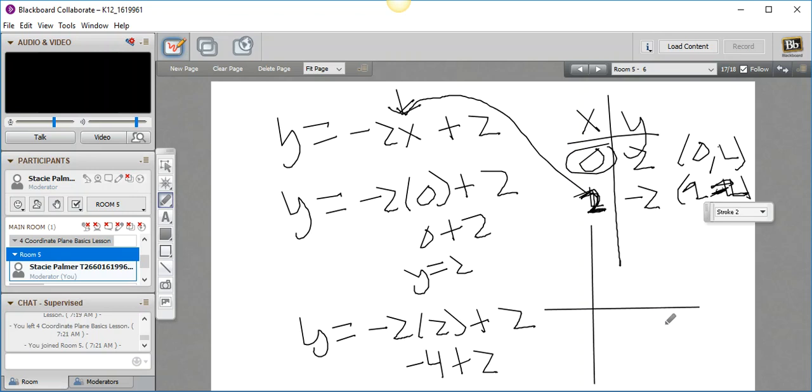So here is the y-axis. Here's the x-axis. Now we're going to plot this point and draw our line. Okay, so 0, 2. That's to the right or left 0, up 2. Okay, right here is 0, 2. 2, negative 2 is to the right 2 and down 2. Okay, then from there, we just go ahead and draw our line. We can graph our line.